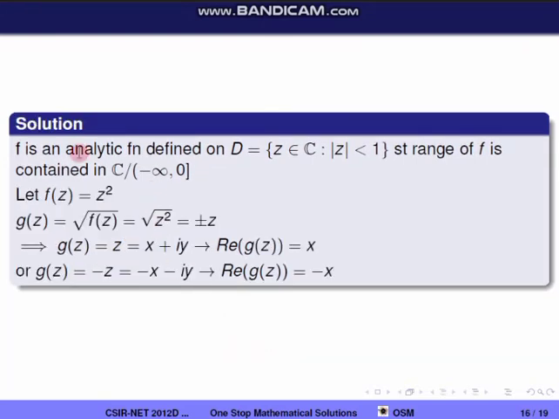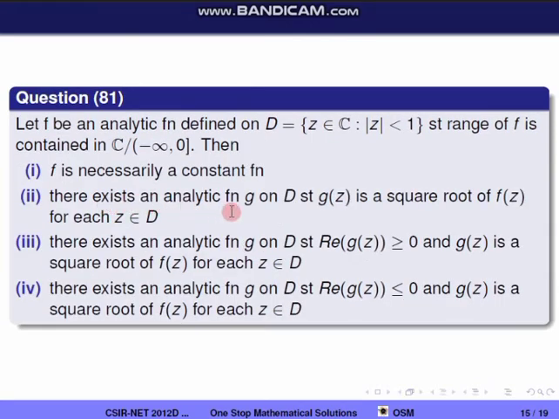So they are given f to be an analytic function defined on the unit disk, and the range of f is contained in C minus (-∞, 0]. So essentially f should be a positive analytic function. So I'm taking f(z) to be z². They have asked whether there exists an analytic function g which is the square root of f(z).